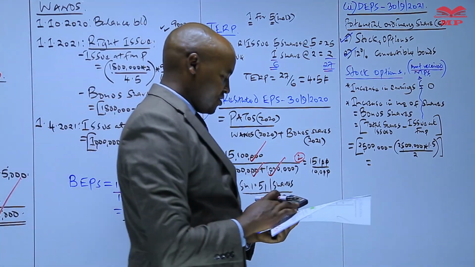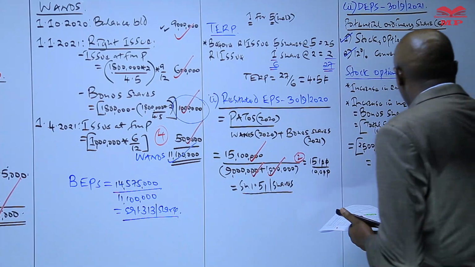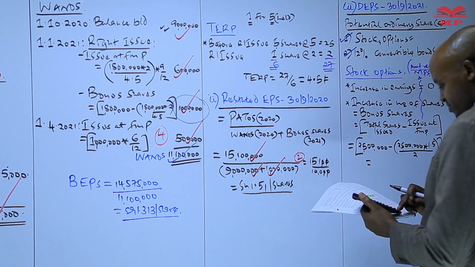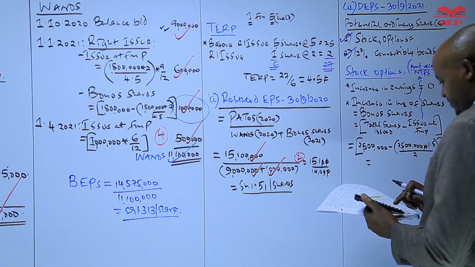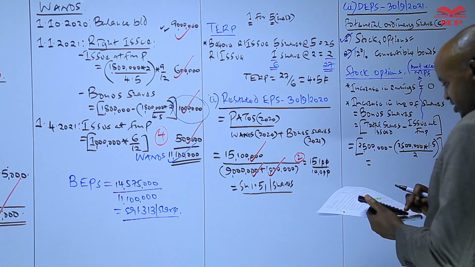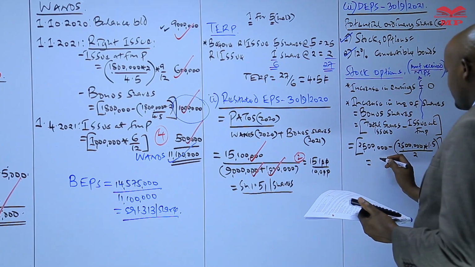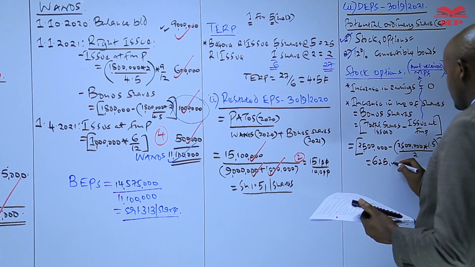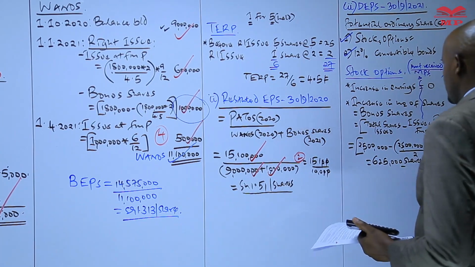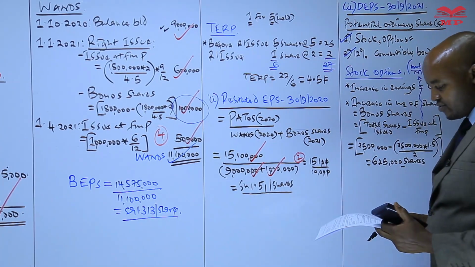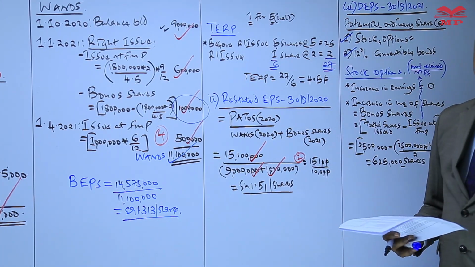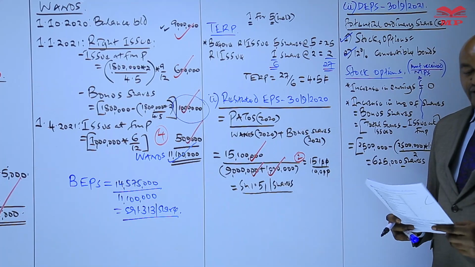So let's work that out. We have 2.5 times 1.5 divided by 2, and then we deduct that from 2,500, which will give us 625,000 shares. So in our case, what that means is that we already have the increase in earnings and also the increase in number of shares.